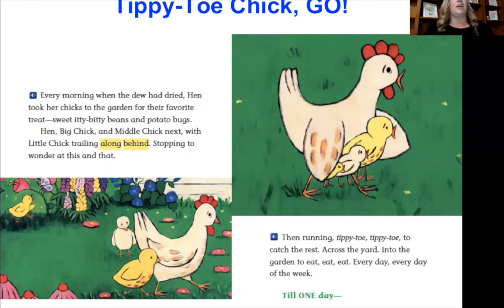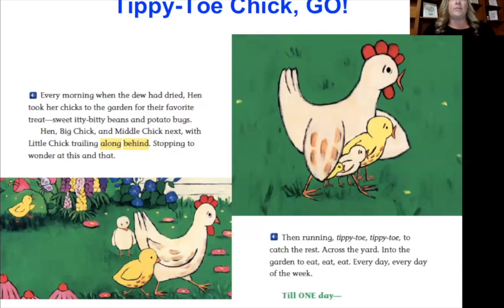"Hen, big chick, and middle chick next, with little chick trailing along behind, stopping to wonder at this and that." Did you hear the characters' names? Hen, big chick, middle chick, and little chick. Can you tell who each one is from the picture? How is little chick different from the other chicks? Yes, she doesn't really stay with the group. She falls behind the group because she is stopping to look around at everything.